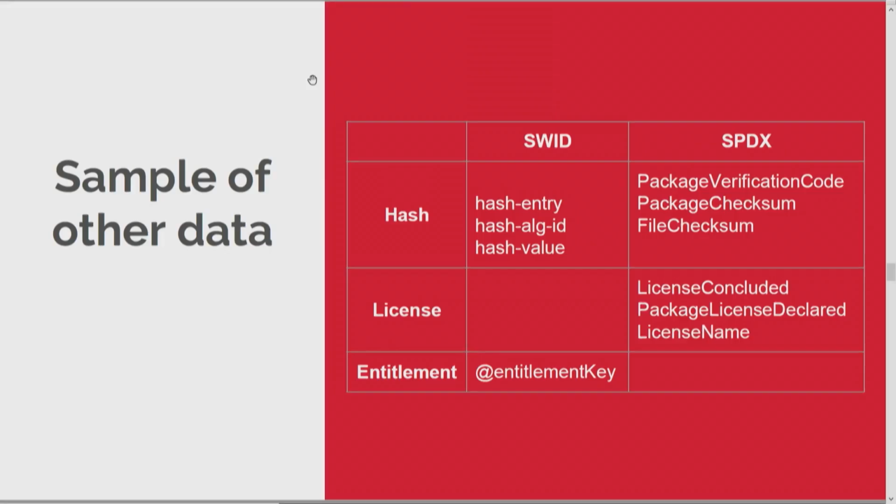Here's some other data SWID and SPDX produce. So this is beyond the core identity now, but we talked about needing hashes. We talked about license information. I have license and entitlement separated here. I didn't find a clear SWID version of, I use the GPL. I'm not sure if I'm missing that, but okay. So again, existing formats already support this stuff, and this is where I stopped.